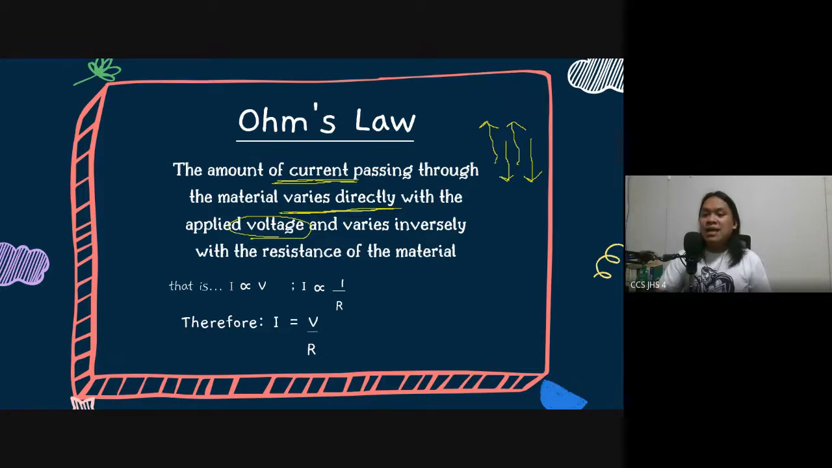Aside from that, we also have the relationship of current and resistance. The amount of current passing through the material varies inversely with our resistance. So current varies inversely, or in other words, is inversely proportional with our resistance. What do we mean by that?